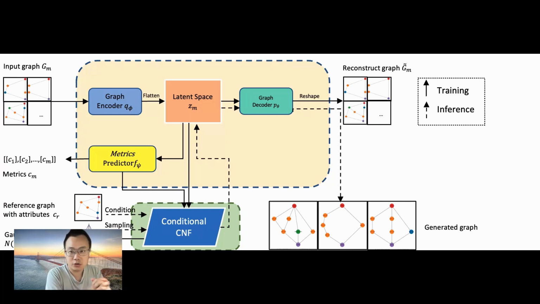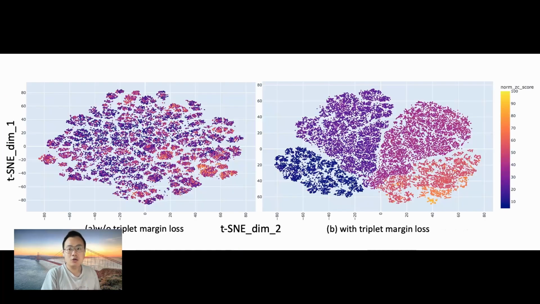Then we train a conditional continuous normalized flow to sample and model the distribution for each condition. Then we can generate graphs from this conditional distribution based on the conditional continuous normalized flow. To evaluate the components of the graph autoencoder, we can see that with semi-supervised learning, the latent space is much more organized. So it makes graphs with similar performance cluster together and be more easily explored by the continuous normalized flow.